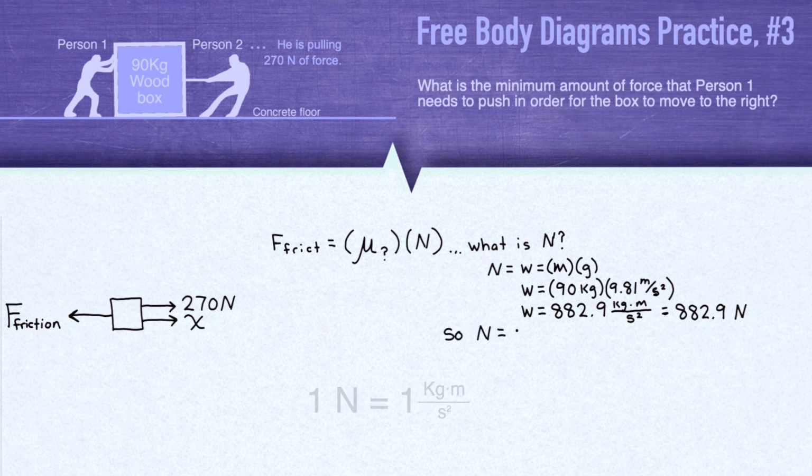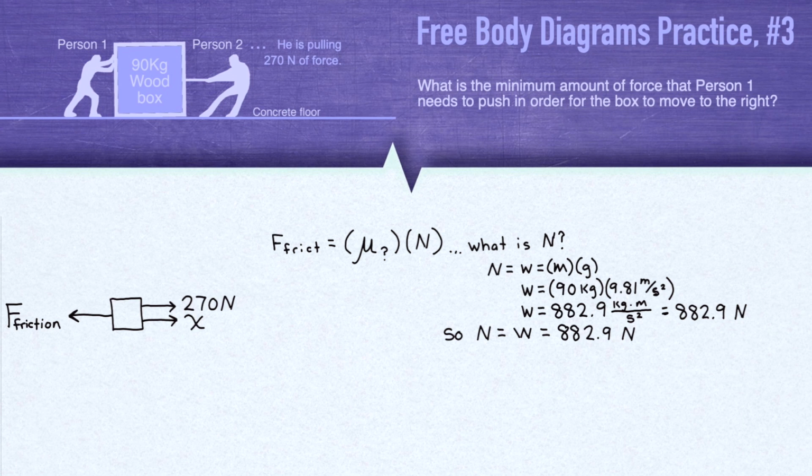So 882.9 newtons is going to be the normal force. Again, because the box is not on a slope, the weight of the object is going to be in equal and opposite direction as the normal force. So the weight of the object, which is measured in newtons, which is a type of force, is going to be the same as the normal force. They're just going to be equal in opposite directions. So I'm going to label the free body diagram N, which stands for normal force, equals 882.9 newtons.